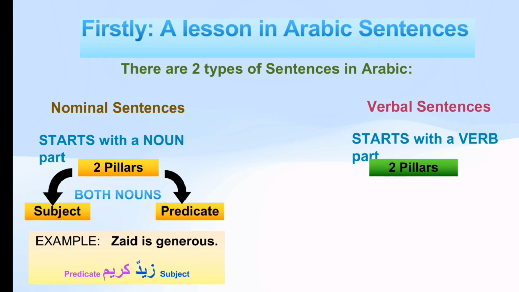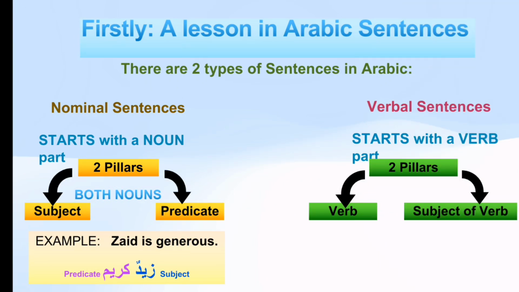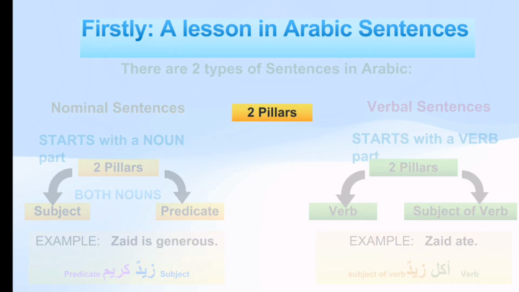And notice that they are both nouns, and we're starting obviously with a noun. Now, when it comes to verbal sentences, they have two pillars as well. Firstly, we have the verb, and secondly, the subject of the verb. An example of that would be Zaid ate, Akala Zaidun in Arabic. Here, akala is the verb, ate, and Zaid is the subject of the verb. So in Arabic, the verb comes first and the subject comes afterwards.